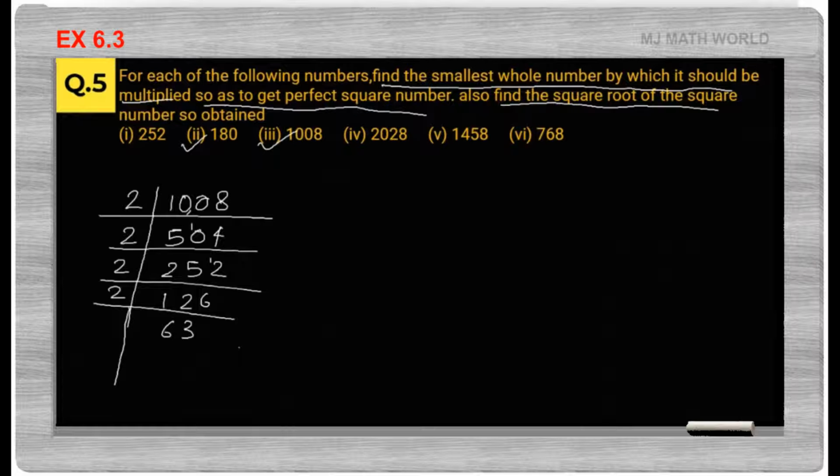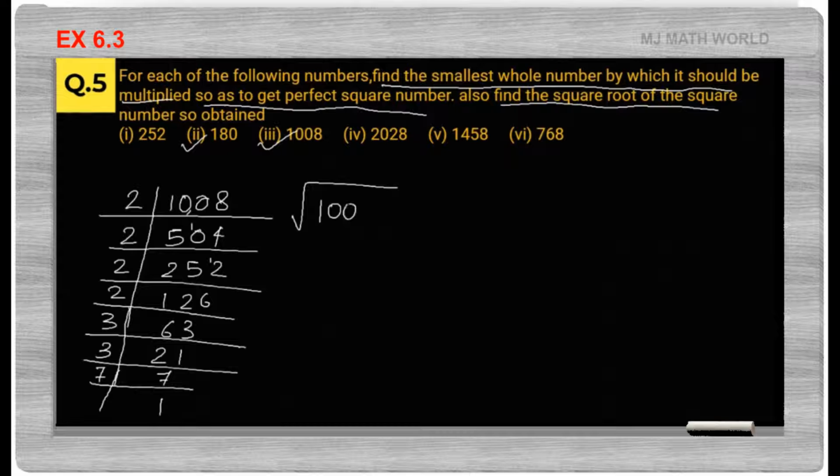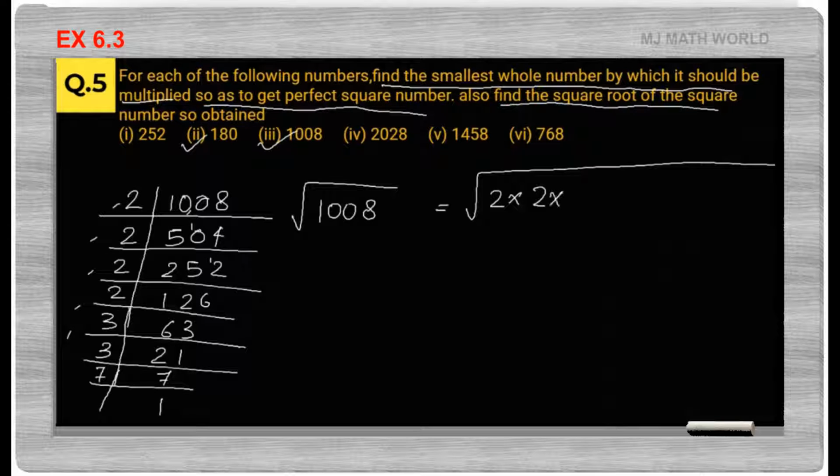63 is not divisible by 2. You have to take the next prime number 3. 3 times 2 is 6, 3 times 1 is 3. And the next one, 21 is divisible by 3, 7 times. And 7 is divisible by 7, 1 time. That means the square root of 1008 is equal to the square root of 2 into 2 into 2 into 2 into 3 into 3 into 7.